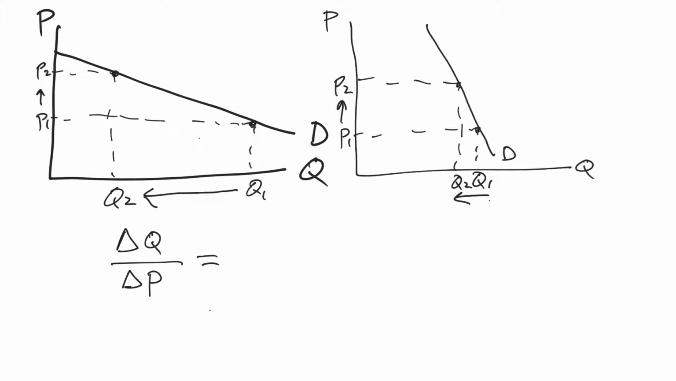So, let's suppose that price goes up by 10, and as a result, quantity falls by 20. Okay, so again, we're just taking the change in price goes up by 10, and as a result, the change in quantity goes down by 20. Well, we divide 20 by 10, and we end up with this. Okay?